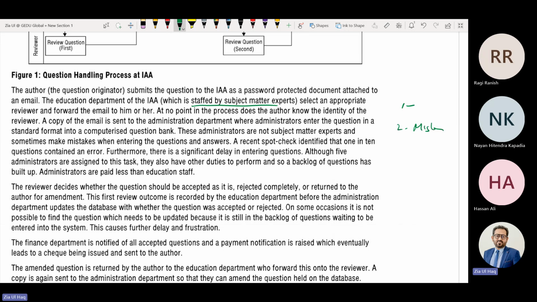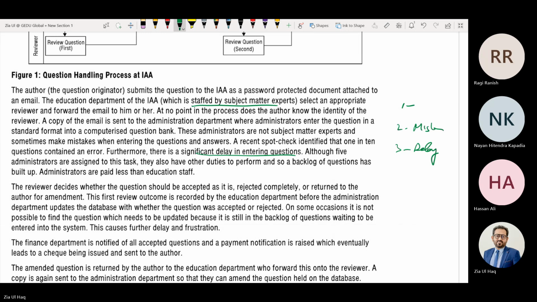Oh my God, 10% wrong questions they are entering. 10% wrong, and student results are affected by 1.5%. Furthermore, there is a significant delay in entering questions. Oh my God, delay in entering questions. Maybe new topics are introduced in the syllabus. You have delivered the questions to enter into the question bank, and maybe the very next day you are going to test the students according to the new syllabus, but those questions have not been entered into the question bank. This could also affect the student testing system.